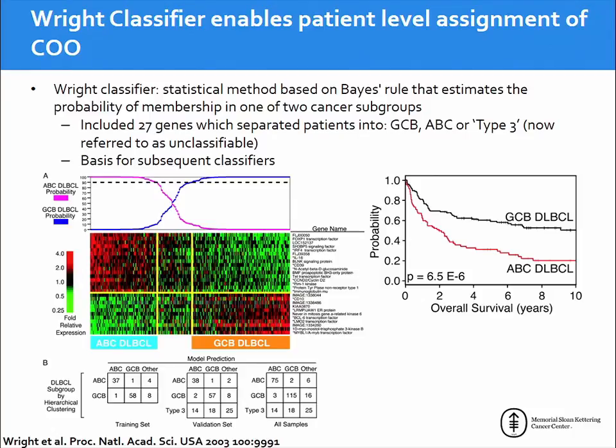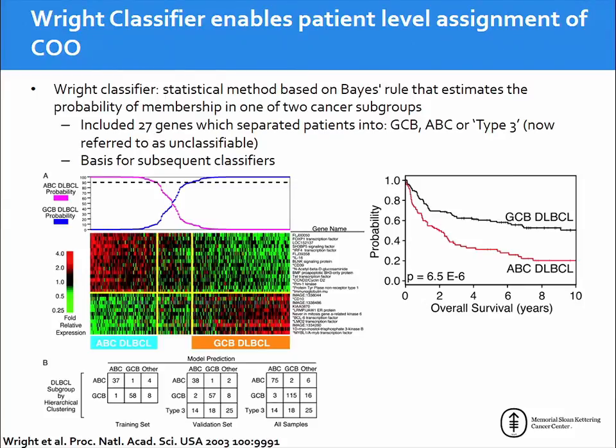But you couldn't take an individual tumor and say, oh, you're a germinal center, you're an activated B cell. So this is actually a statistical model that allows us to go from gene expression profiling data to assign an individual patient a cell of origin.